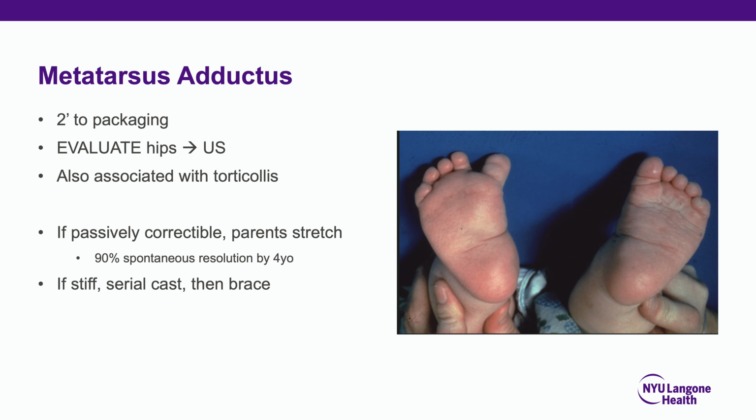Metatarsus adductus is typically a packaging disorder. What you don't want to miss is evaluating the hips. All of these children should have a hip ultrasound to evaluate for concomitant hip dysplasia. It's also associated with torticollis. Often these are passively correctable and will spontaneously resolve by the age of 4.